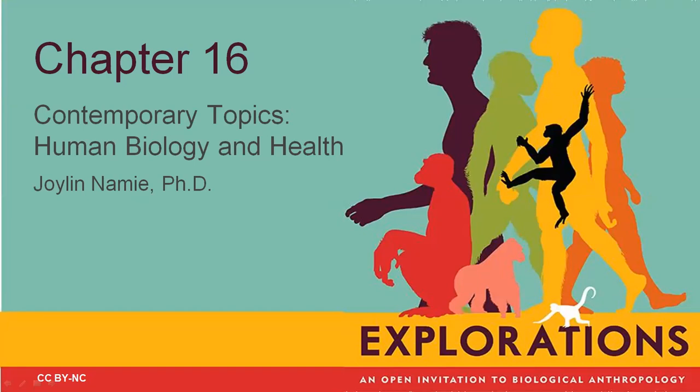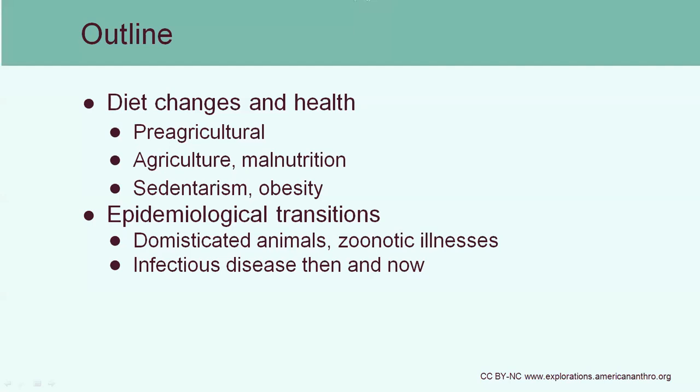Today we're looking at our last chapter of the textbook, chapter 16, focusing on contemporary topics including human biology and health. So what we're going to look at today is how diet changes have impacted health and compare the pre-agricultural versus post-agricultural populations, as well as how sedentarism in modern times causes obesity. Then we'll look at the major epidemiological transitions, including how domesticated animals have increased the incidence of zoonotic illnesses and how infectious diseases compare in modern populations compared to our ancestors.